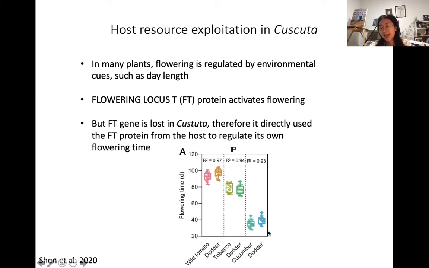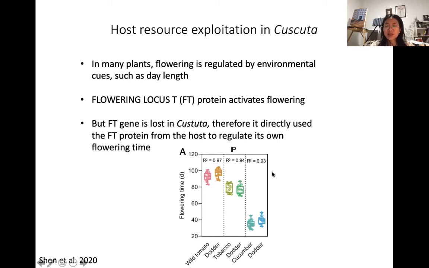So the x-axis is the host and 3 pairs of a host and parasite. And the y-axis represents different times of the day. For example, wild tomato flowers earlier in the day, and then the tobacco flowers at a different time, and cucumber flowers even later. And then what's fascinating is that within each pair, the parasite daughter flowers exactly at the same time as the host.